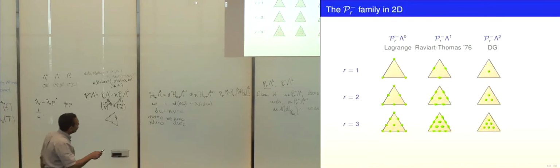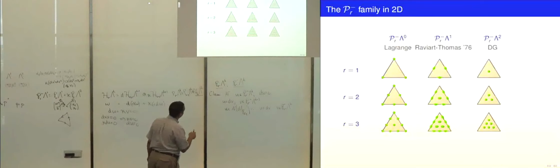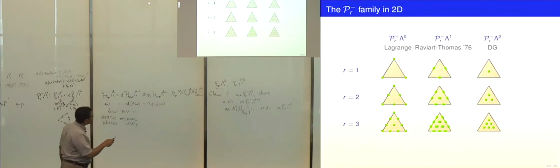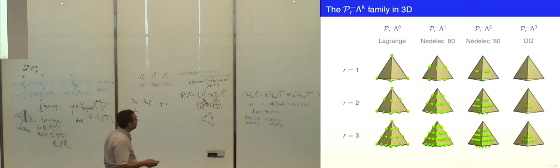So you get these guys, and these form nice complexes as you go across. The first one are the Whitney forms, 1 degree of freedom per vertex, edge, and triangle. And the D operator maps the first to the second and so forth in each case. Okay, that's the Pr minus family in 2D.